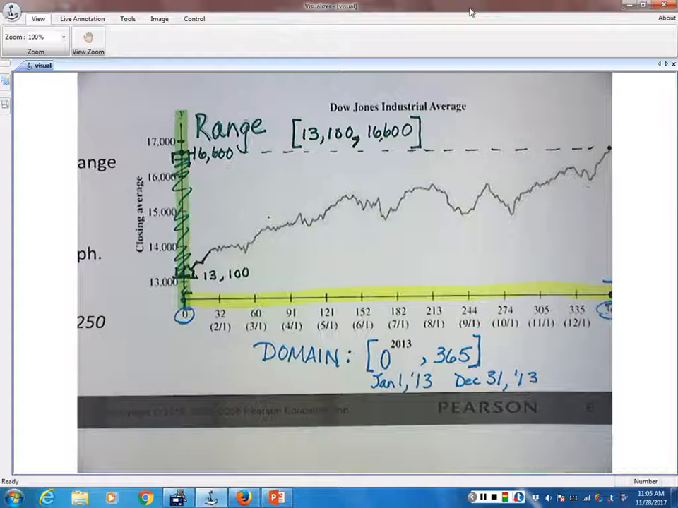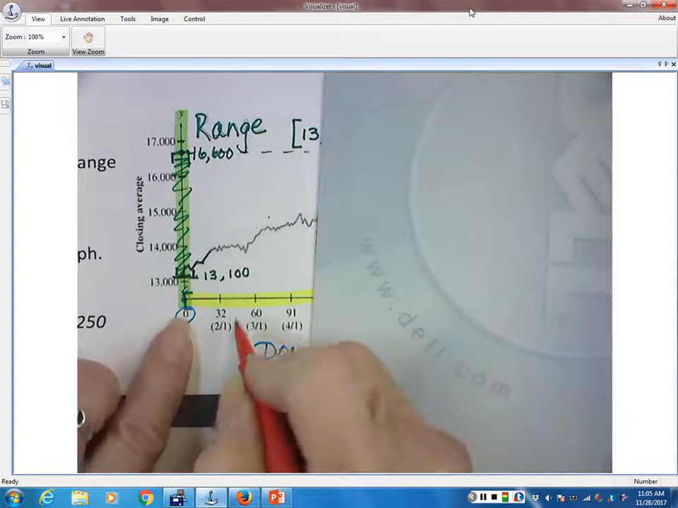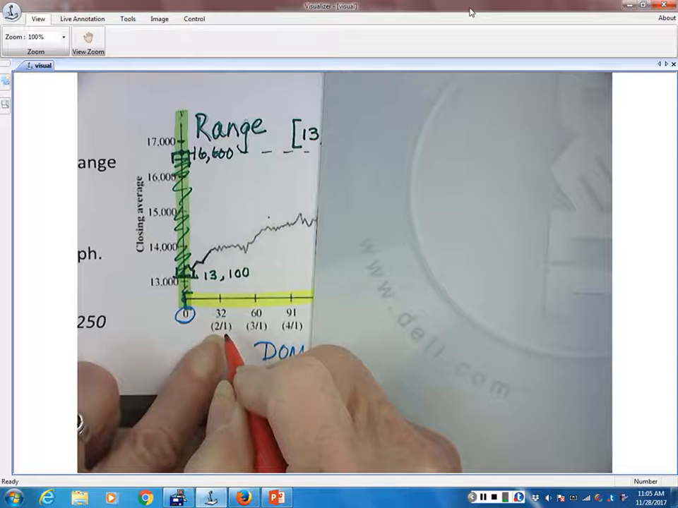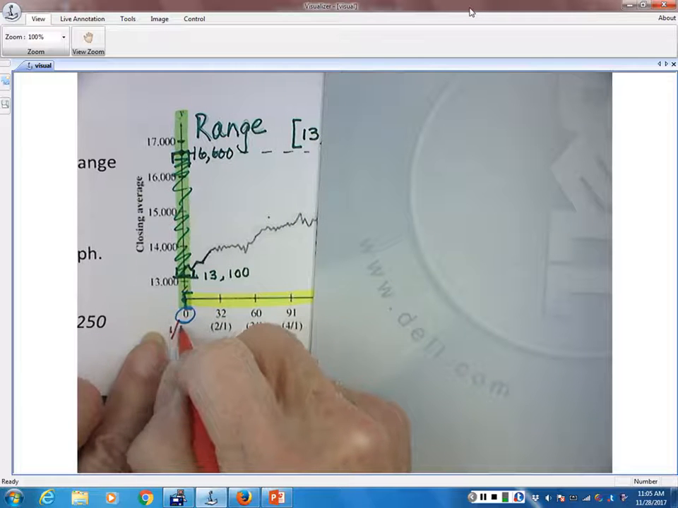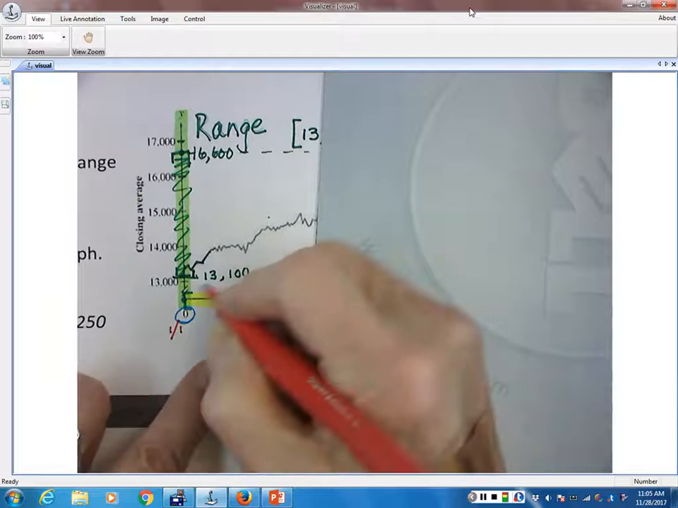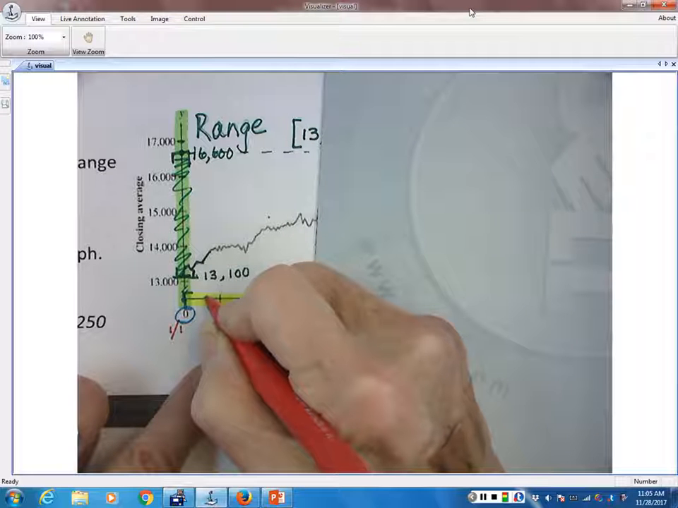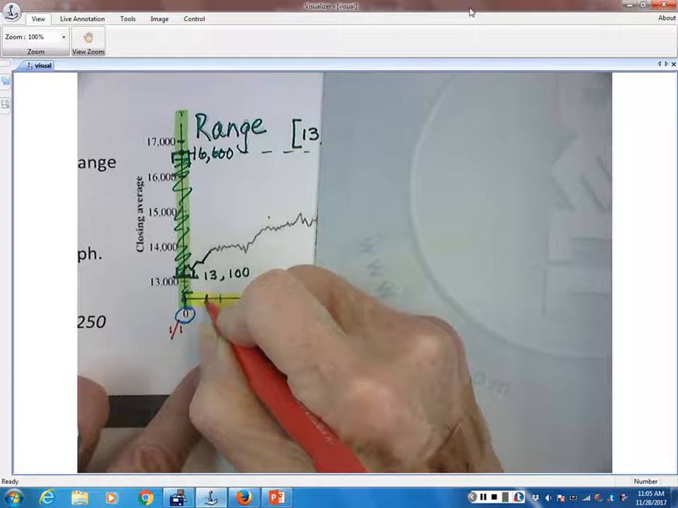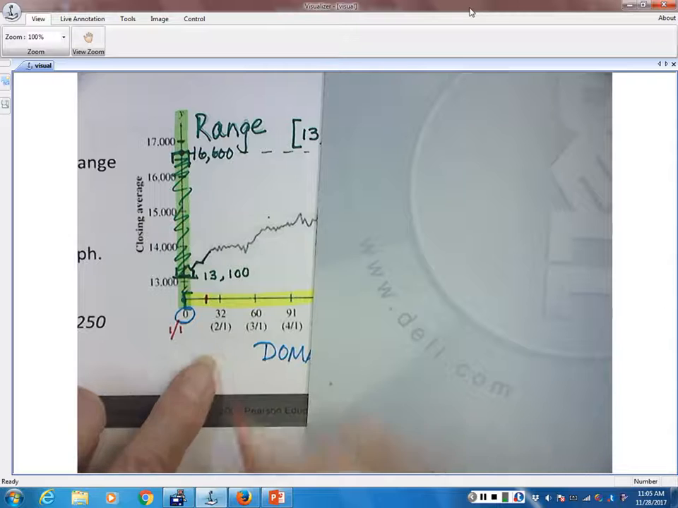Then the next question that we're asked is estimate f of 14. 14 would be January 14th. So the question is, what was the Dow closing on January 14th? And again, we can try to figure that out from here. Remembering that this is February 1st, and this is January 1st, the 14th is not quite halfway. So there's about the 14th day.